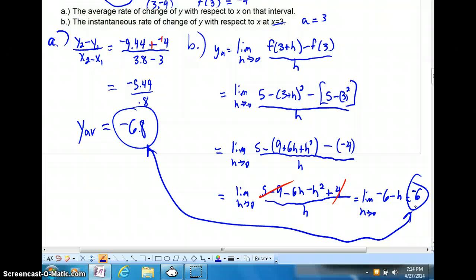Could we also have just worked this out with respect to a, and then at the very end substitute a equals 3 in? We could, but I wanted to show you just as well that you can plug in a very specific a value like x equals 3 in the very beginning of the problem as well.